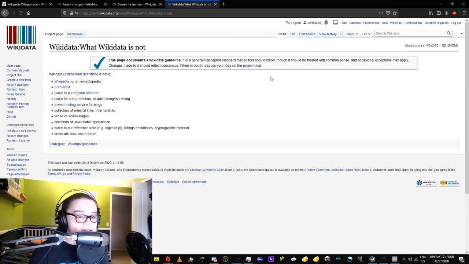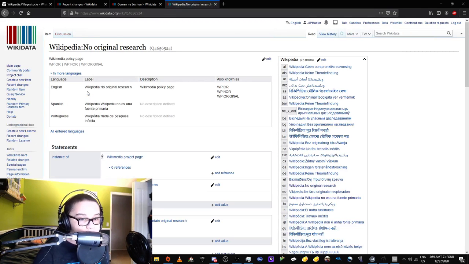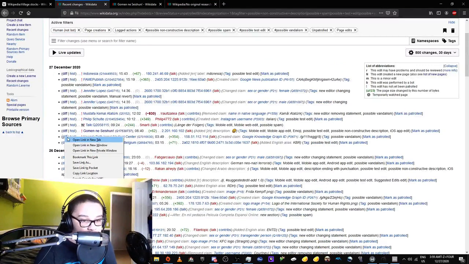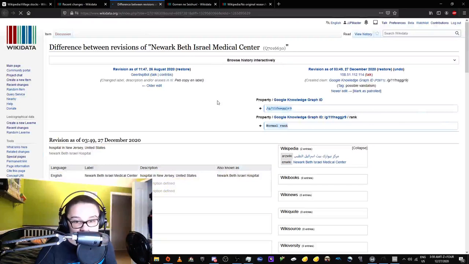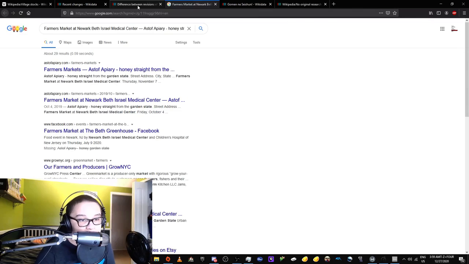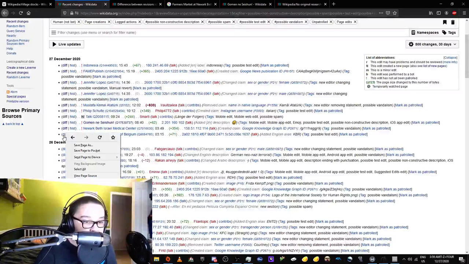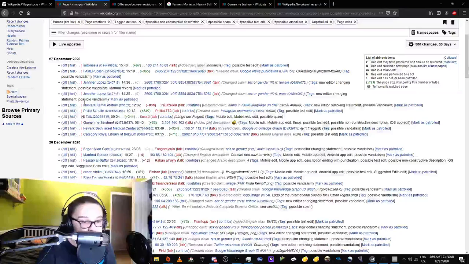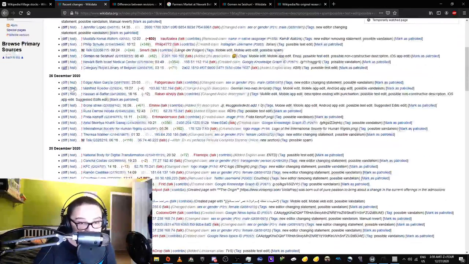What Wikidata is not. No original research. Okay, so let's just move on to the next thing. Beth Israel Medical Center. Jiggy. Category. I didn't know categories existed on Wikidata. Kabur. Yes, Kabur. What is this?